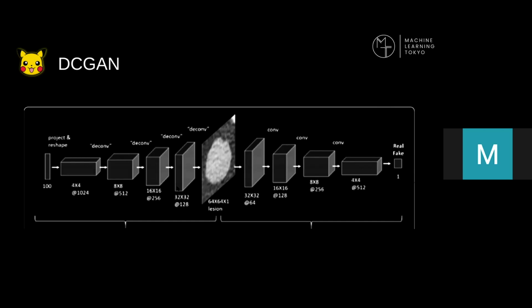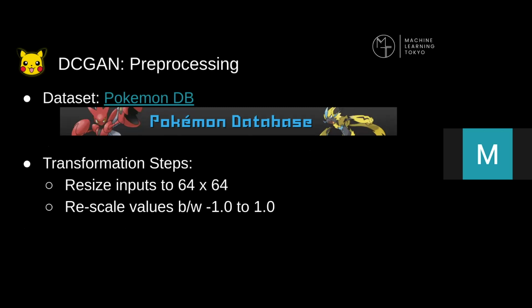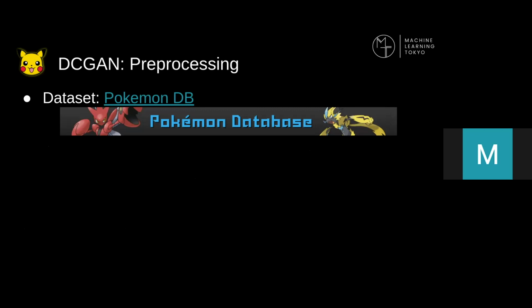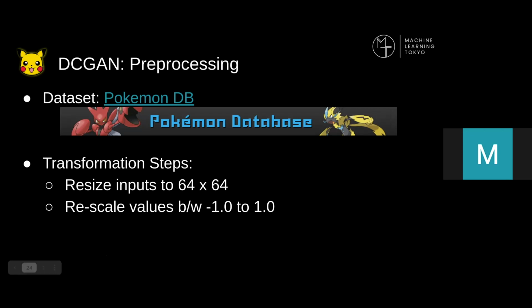But at a high level, this is what DCGAN essentially looks like. For this, we are going to use the Pokemon DB as our dataset, and then we will do some transformation to make it good enough so that the discriminator can use these images. I guess with that, this is the entire preprocessing step. So without further ado, let's implement this preprocessing step before moving forward and creating the generator and discriminator.